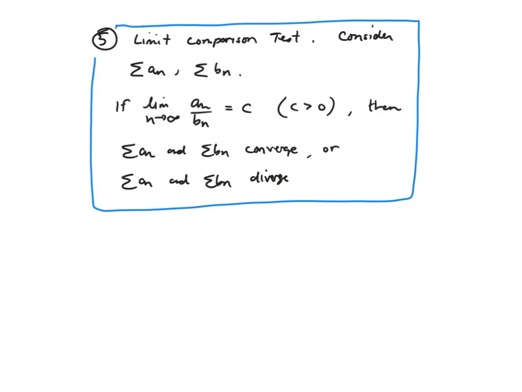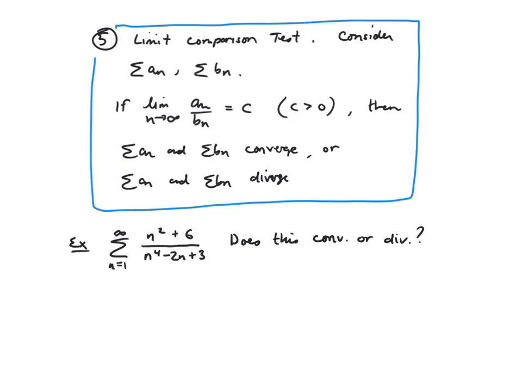All right, so we're going to do an example here. I'm going to do the sum from n equals 1 to infinity of n squared plus 6 over n to the 4th minus 2n plus 3. And our usual question: does this converge or diverge? That's our question.